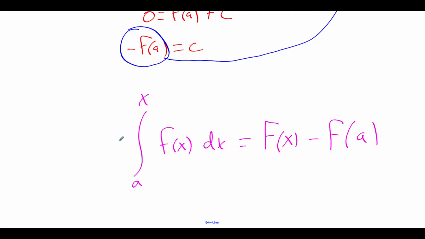This part right here is really, really important. This is how we're going to do our definite integrals. We're going to figure out what the antiderivative of our function is. We're going to plug in that upper limit of x. We're going to plug in that lower limit of a, and we'll do our antiderivative at x minus our antiderivative at a.